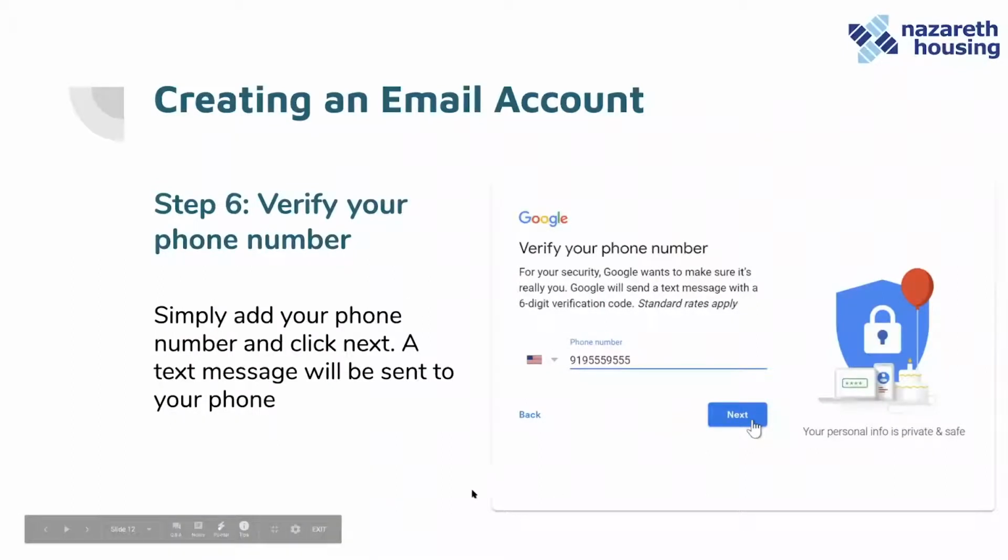Perfecto. Step number 6. After you do all that, right, you put your name, your last name, you create your password, and you create your username, you're going to have to verify your phone number. And you do this by simply adding your phone number, and then you click next. A text message will be sent to your phone.